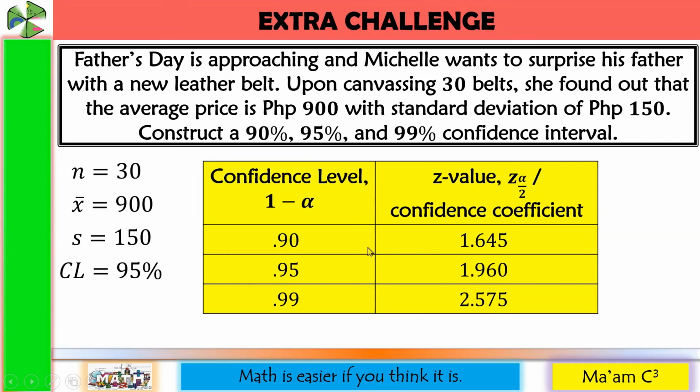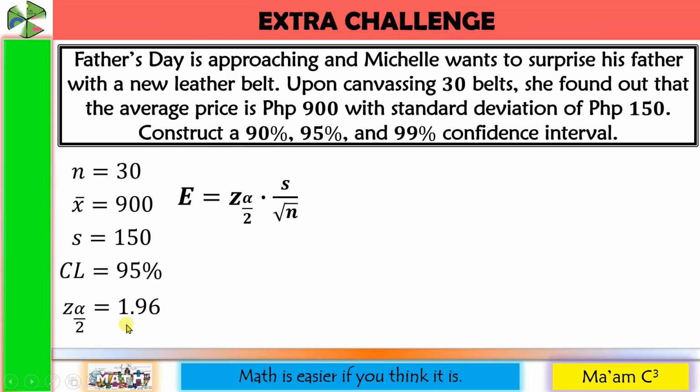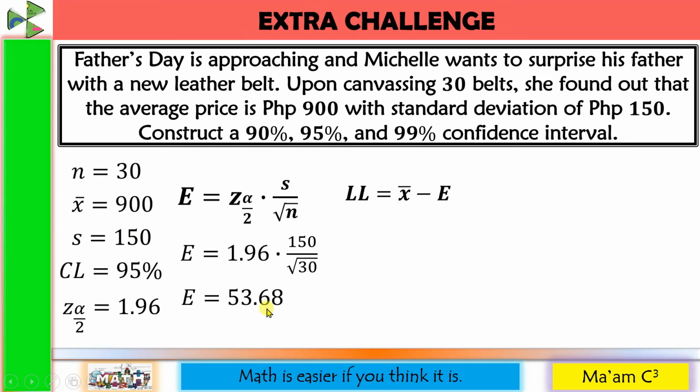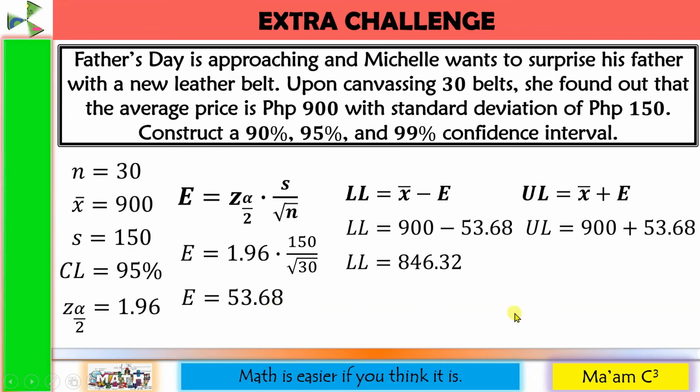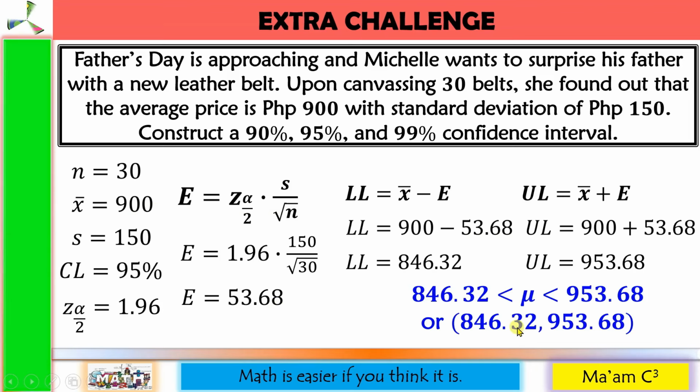Now, let's have 95%. For 95%, our critical value is 1.96. Let's solve for the margin of error. Let us substitute 1.96 for our Z sub alpha over 2, 150 for S, and 30 for N. And this will give us 53.68. The lower limit is the sample mean minus the margin of error, and this will be 846.32. Upper limit is the sample mean plus the margin of error, and this will give us 953.68. Therefore, the interval is from 846.32 to 953.68.